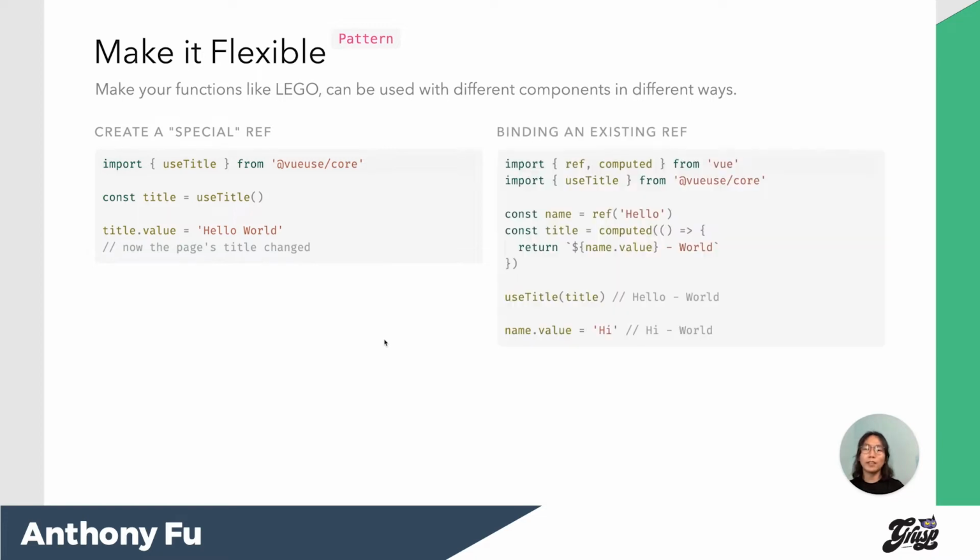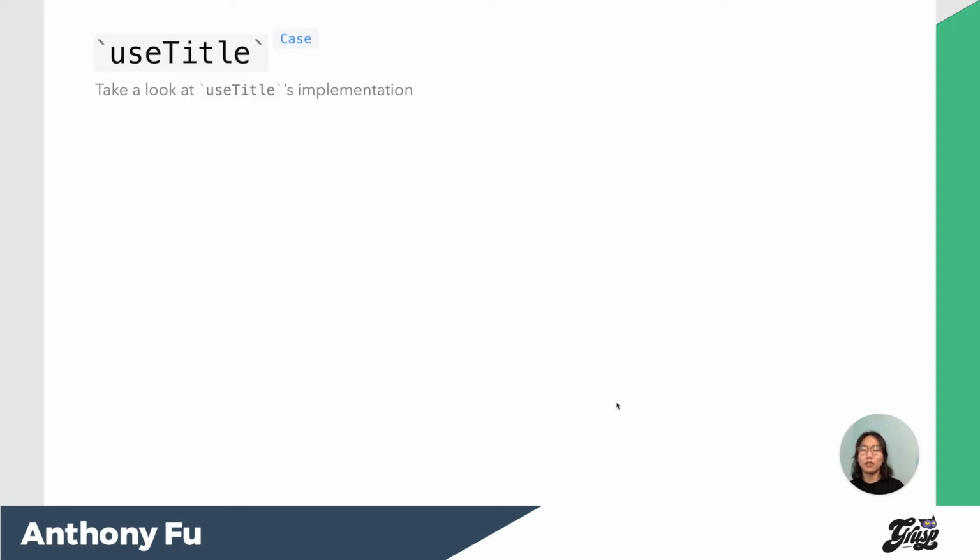To make it more flexible, we can actually bind an existing ref, or even a computed. Here you can see I construct a computed with a ref. When I change the source ref, the computed gets reevaluated, and so does the page's title. You might be wondering how this could be implemented. Let's take a look at a simplified version of it.